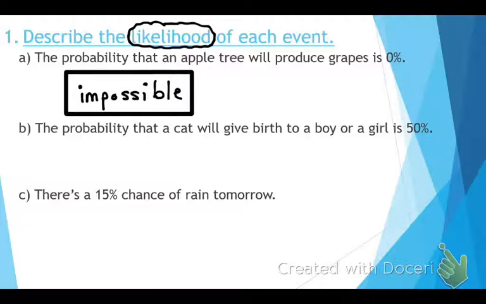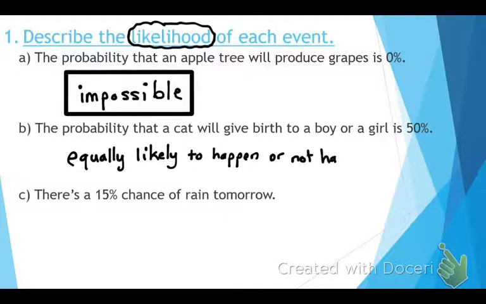All right, let's look at problem B. The probability that a cat will give birth to a boy or a girl is 50%. So there's a 50-50 chance that's going to happen. What is the likelihood? Roy? It's like equally likely to happen. All right, that's pretty close. Who can help him out? Sabrina? Equally likely to or less, or like equally less? Equally likely to, Brennan? To happen or not happen. All right, so there's a 50-50 chance. It's an equally likely to happen or not happen situation.